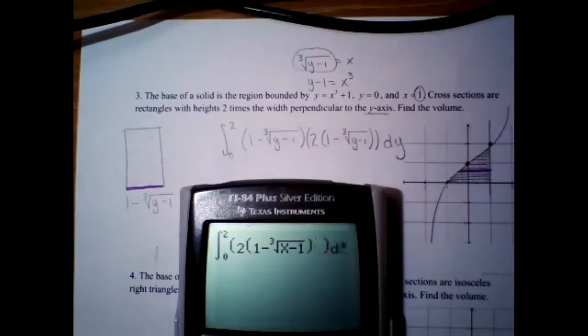All right, close parentheses, and you can either type that all over again or you can just hit squared because there's 2 of them. And then dx. Again, I know it says y. I'm just typing x. I have an x button. It's just more convenient. All right, and here's our answer. Eventually, it'll come up.